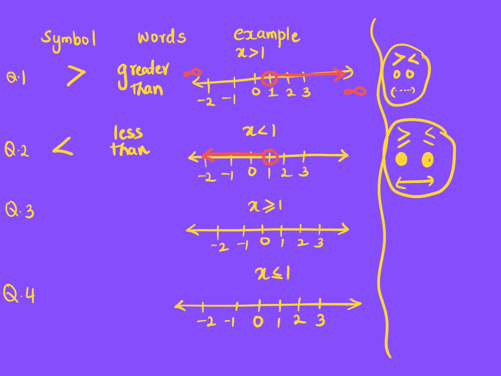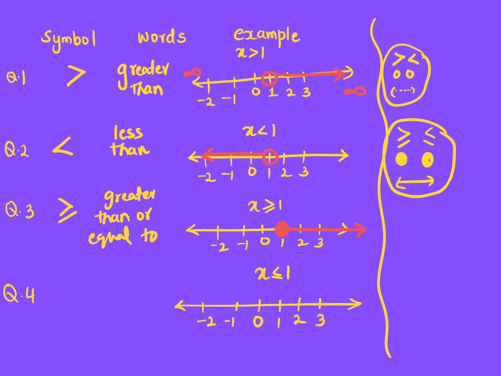Now the next one is x is greater than or equal to. This is your symbol, and we read it as greater than or equal to. 1 again, but this time look at the second math emoji. So 1 has to be a solid circle, and all the values go to the right.